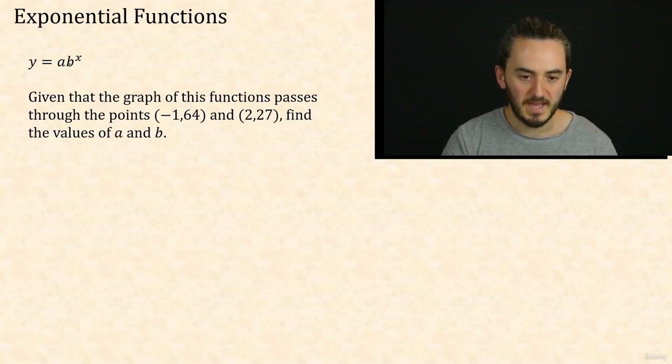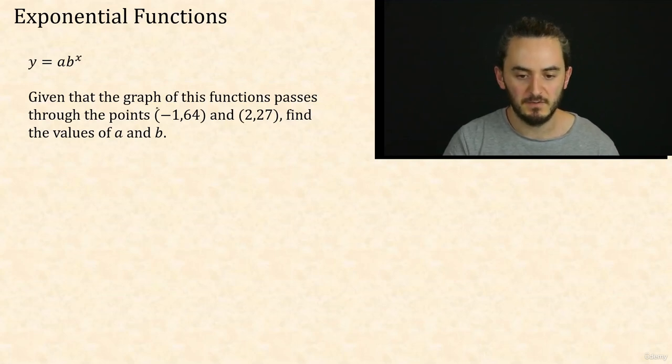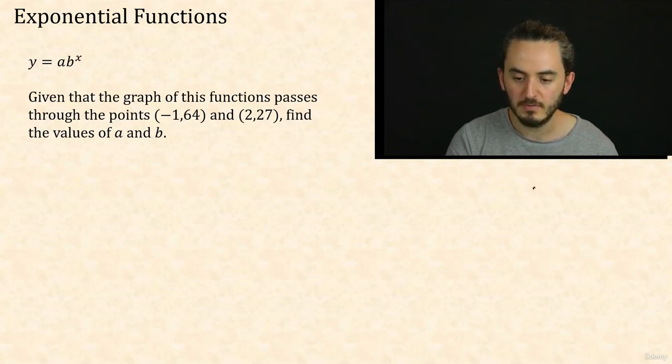Okay, so y equals a b to the x. So our base is b, and then we've got a coefficient of a. Given that the graph of this function passes through the points (-1, 64) and (2, 27), find the values of a and b. Well, just as a little intuition boost at the start, let's just do an incredibly rough sketch of this.